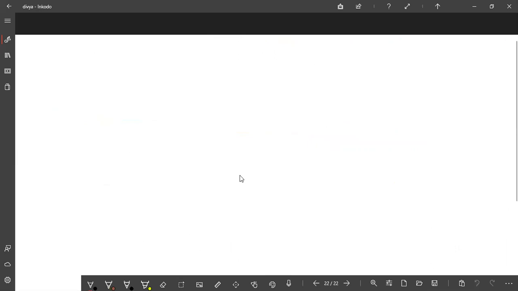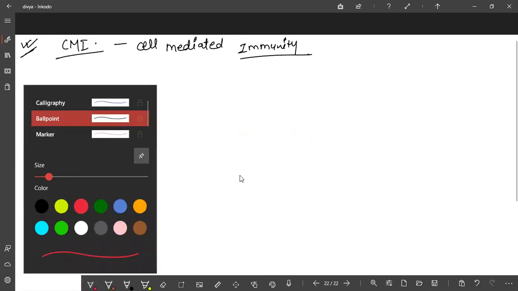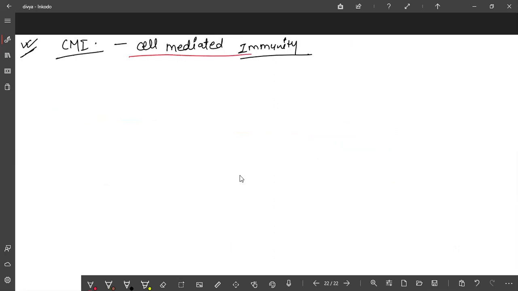This antibody mediated immunity takes place with the help of antibody that is produced by B cell. And another is CMI, that is cell mediated immunity. This cell mediated immunity takes place with the help of T lymphocyte. So humoral immunity is with the help of B lymphocyte, and cell mediated immunity is with the help of T lymphocyte.